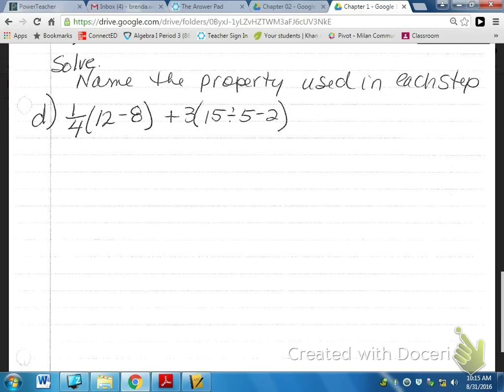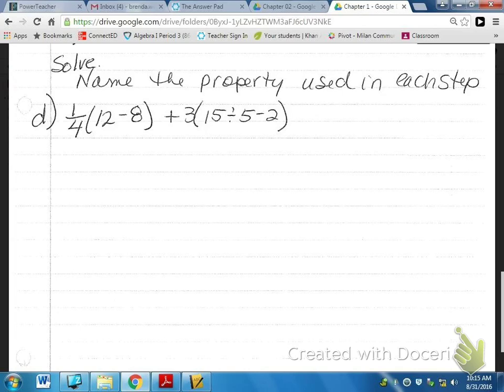But as I do this one, I'm going to follow order of operations to the T, and each step has to be justified. So I'm going to start this. The problem is 1/4 times the quantity 12 minus 8, plus 3 times the quantity 15 divided by 5 minus 2. Okay?